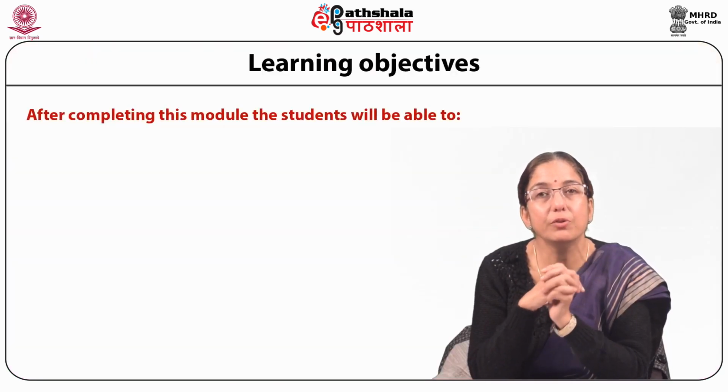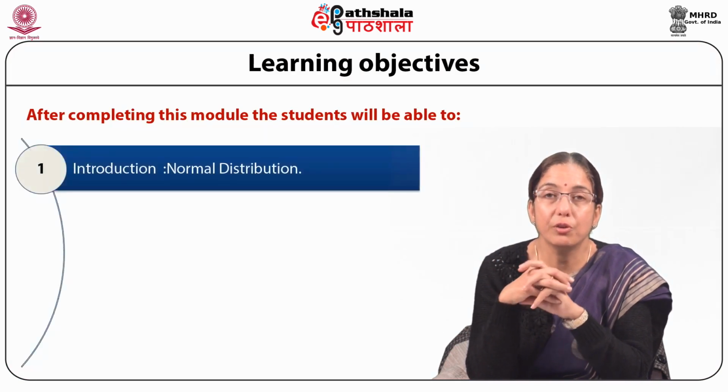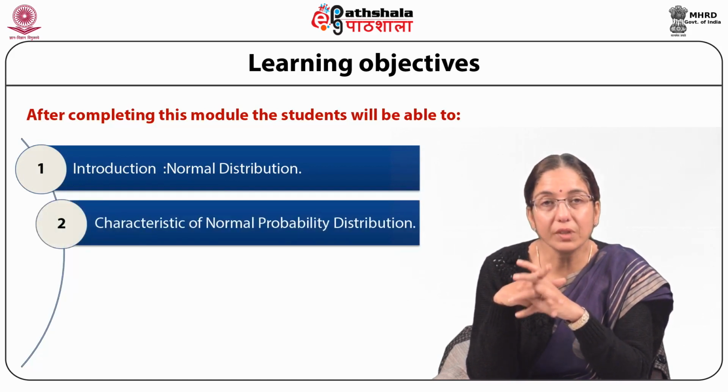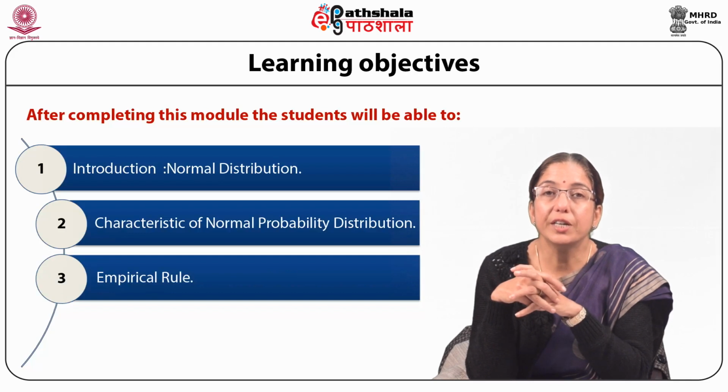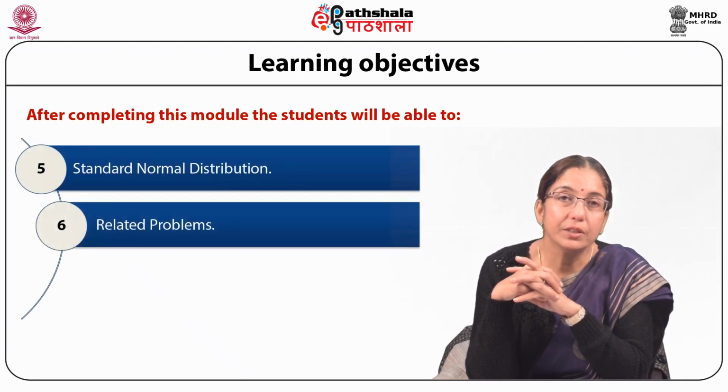Today we are going to talk on the module continuous distribution, normal distribution, standard normal probability curve, under the paper Quantitative Techniques for Management Decisions. After completing this module, you should be able to understand the introduction of normal distribution, different characteristics of normal probability distribution, then its empirical rule, different tables are given, standard normal distribution is also discussed, related problems are given, then summary.